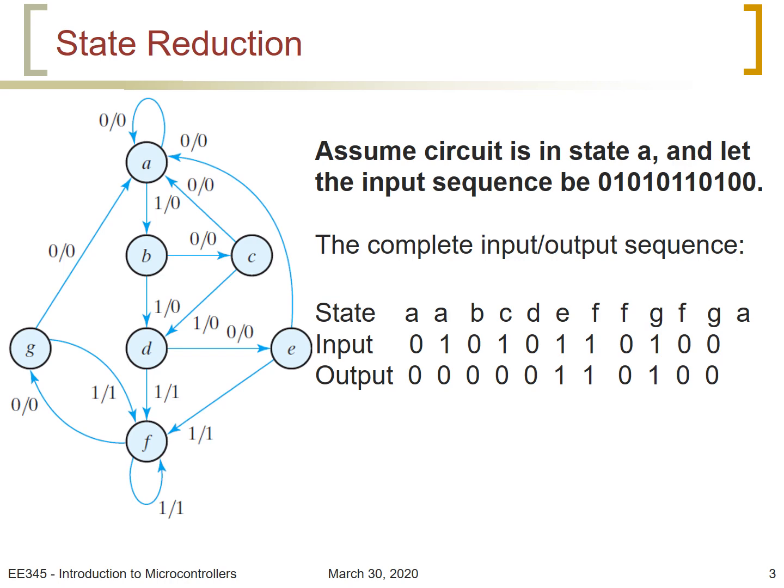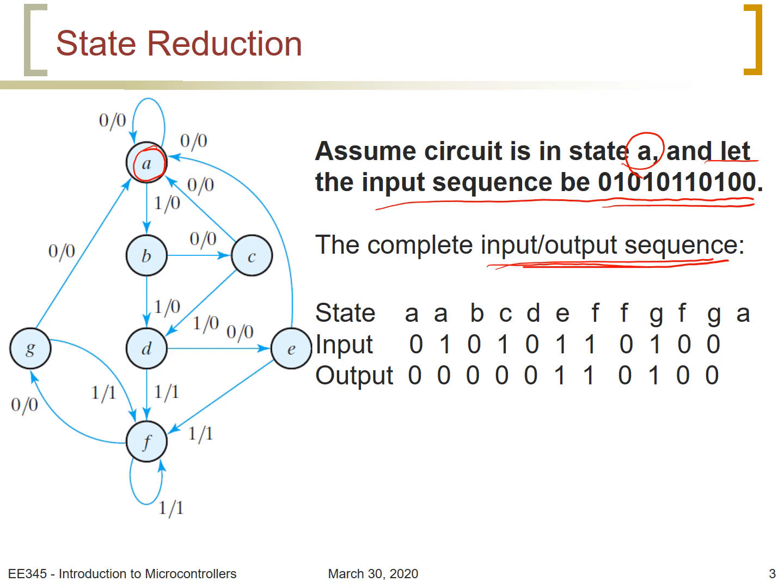In order to understand the state reduction problem, let us look at the state diagram of the circuit that we see here. It has 7 states named A, B, C, D, E, F, and G. And in order to understand the input-output relationship of the circuit, we assume that the circuit is initially in state A. So we assume the circuit is here, and we let the input sequence be what we can see on this slide. Now, we will derive the complete input-output sequence for the circuit as follows.